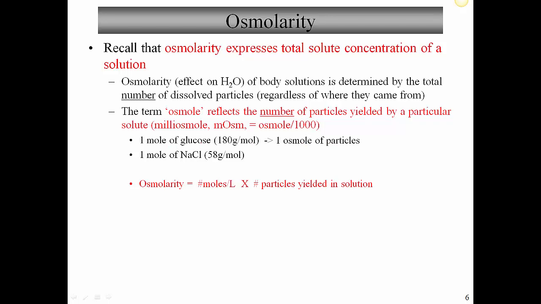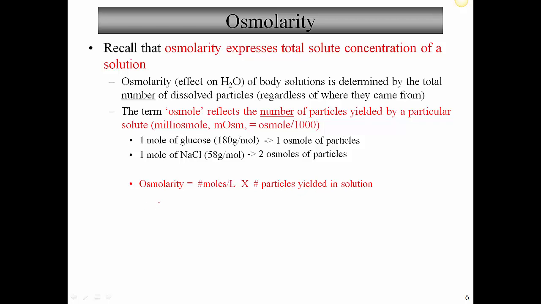In other words, if I put 1 mole of glucose in 1 liter of water, I'd wind up with a 1 osmolar solution. On the other hand, if I put 1 mole of sodium chloride in 1 liter of water, what I'm going to wind up with is a 2 osmolar solution of sodium chloride. I'm going to draw that out in a second. But the basic formula that we use in order to calculate osmolarity is the number of moles per liter multiplied by the number of particles that that particular thing yields in solution.